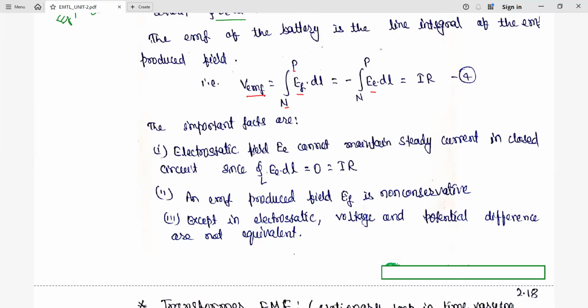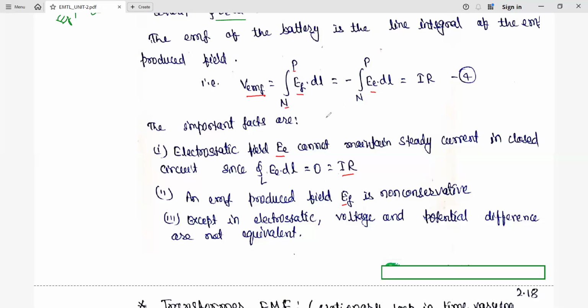So finally, important facts: what we are getting here is that an electrostatic field cannot maintain a steady current in the closed circuit. Already we have seen the integral of E dot dl equal to 0, so IR is also going to be 0. So it's not going to maintain the steady current. And the EMF produced by the field E_F is non-conservative, since it's not going to be equal to zero. E_F is available only inside the battery.